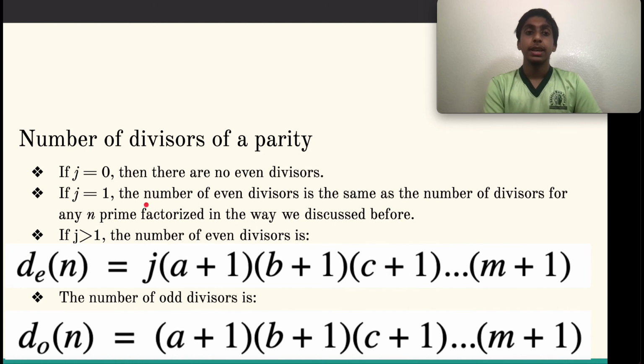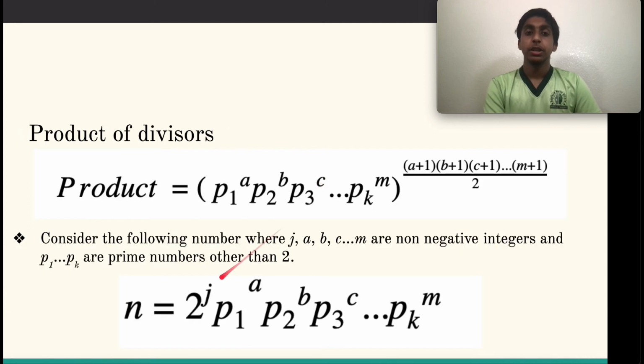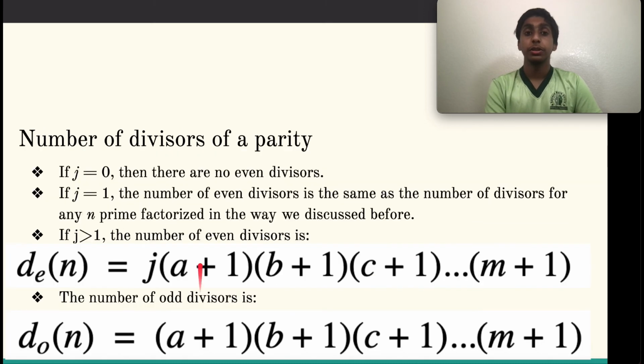So what I'm going to get is I want to find the number of divisors of each parity. So how many odd divisors, how many even divisors. If j is equal to 0, then there are no even divisors. This would mean that it's 2 to the power 0, which is 1. So there are no factors of 2 in this, or 2 does not divide this, basically what that means. Then there are no even divisors.